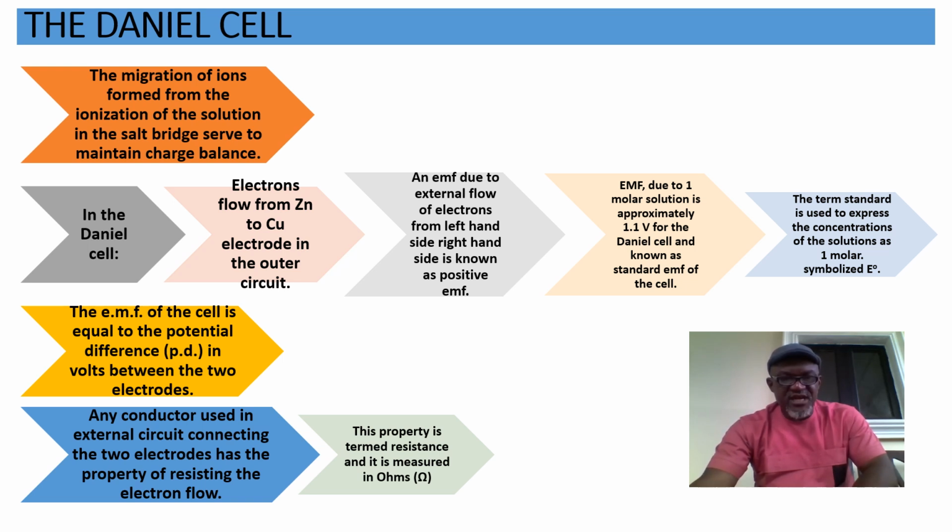The EMF of the cell is equal to the potential difference in volts between the two electrodes. Any conductor using external circuit connecting the two electrodes has a property of resistance to the electron flow, and this is Ohm. It's called Ohm. And of course, we are going to look at Ohm's law and see how we define this resistance we're talking about.